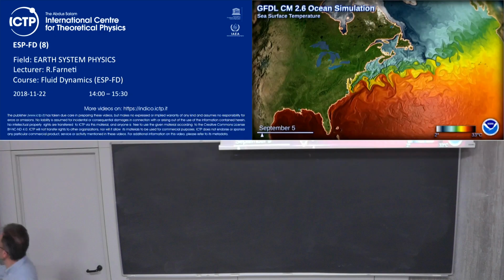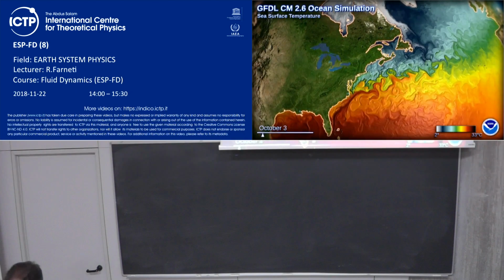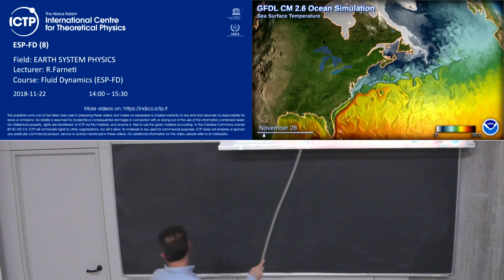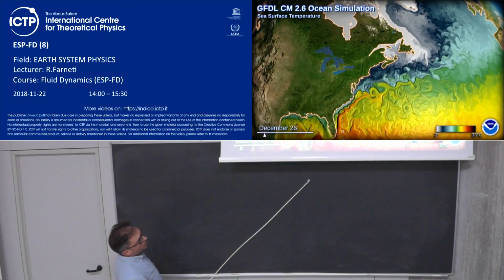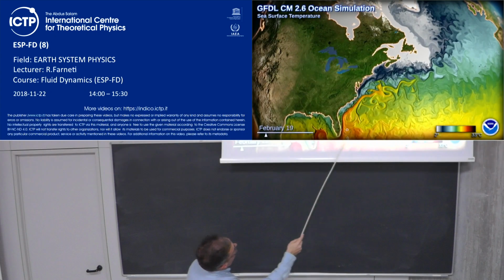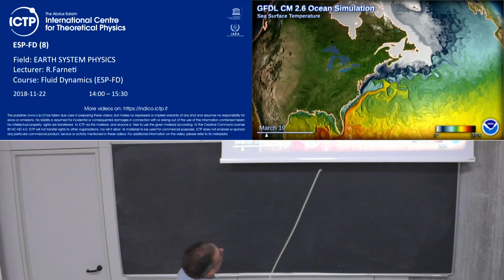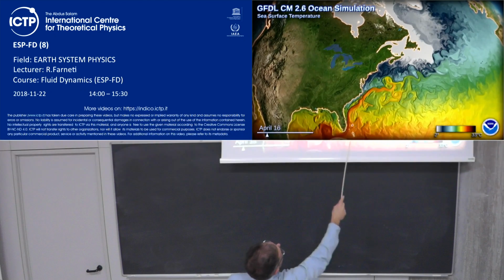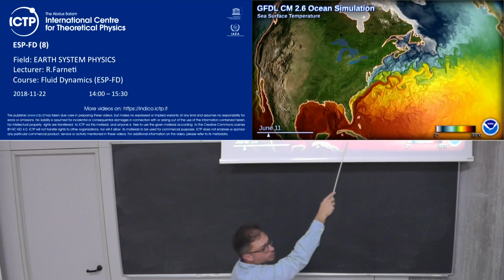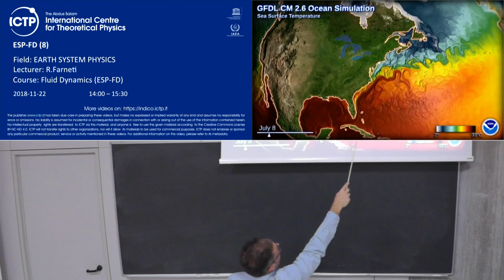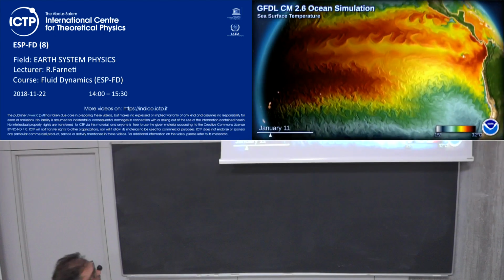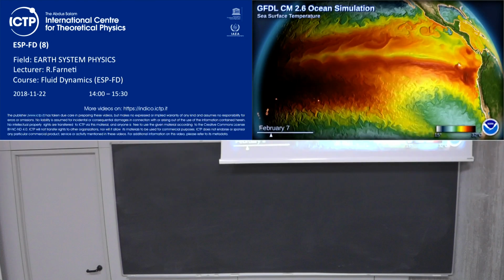So you see the Gulf Stream, you know what the Gulf Stream is? No? The Gulf Stream is this warm current that goes from the tropics northwards, and then crosses the Atlantic. And then you see all this cold and sea ice coming down from the Arctic Ocean and intruding into Canada. Here we are in the equatorial Pacific.